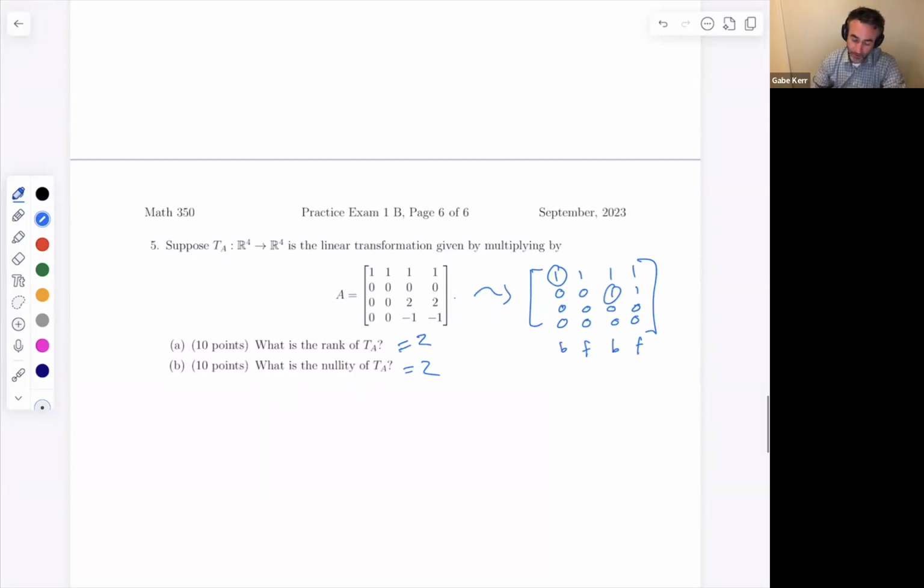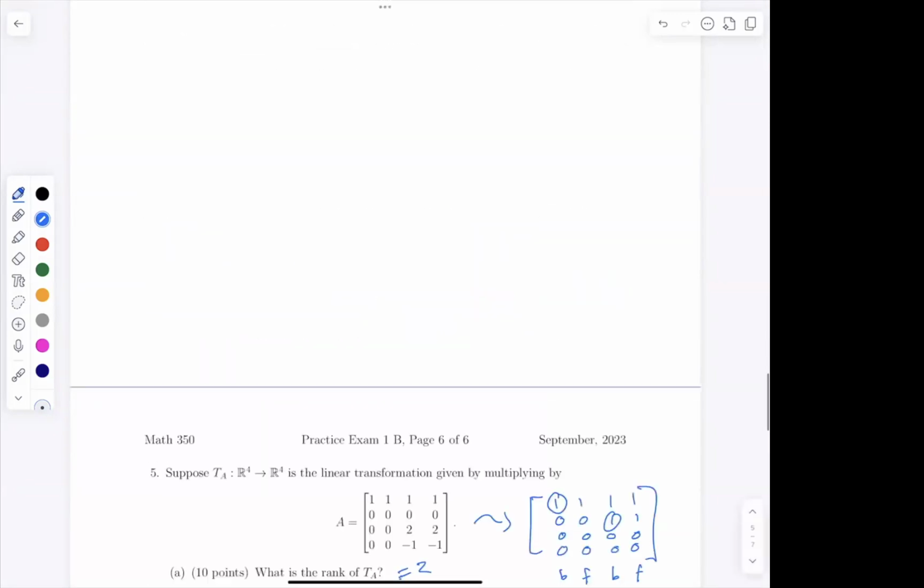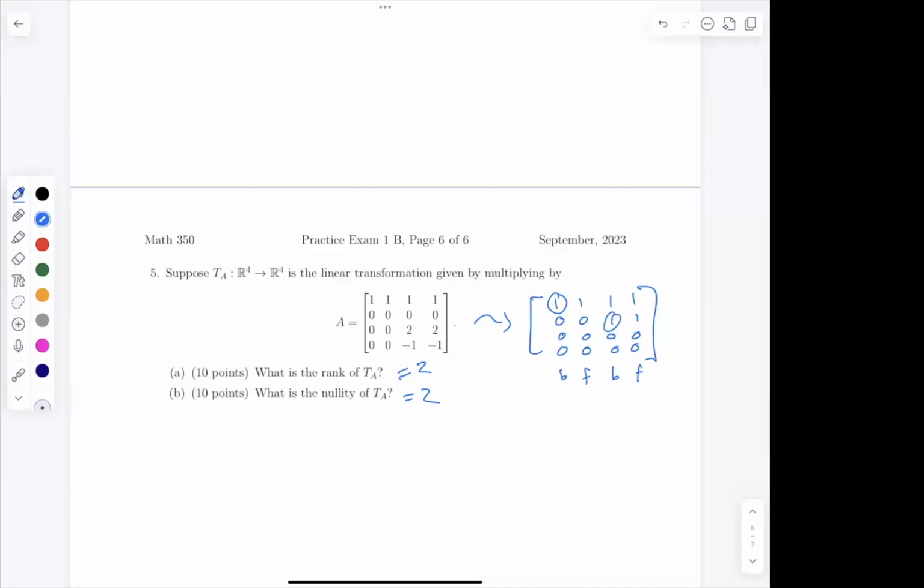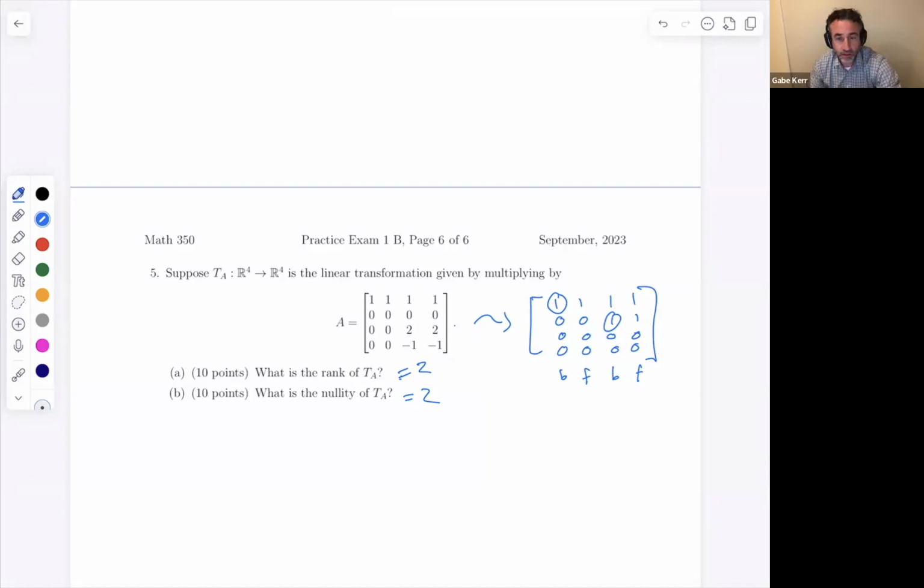You're counting free and basic variables. Okay? Sorry, when looking for the rank, is it fine to leave it in row echelon form, or should we put it into reduced row echelon form? If you just need the rank, you're just looking for the number of pivots. Okay. Number of leading coefficients, or pivots. So you don't really need to do anything further than row echelon form. It's unnecessary.